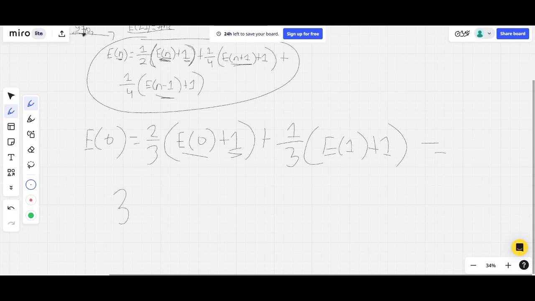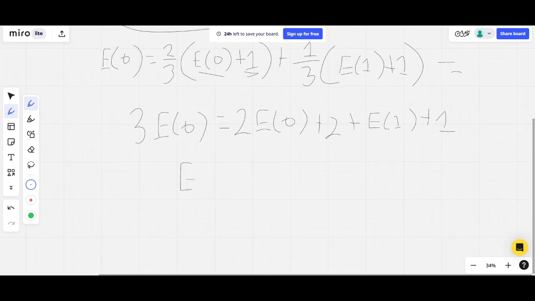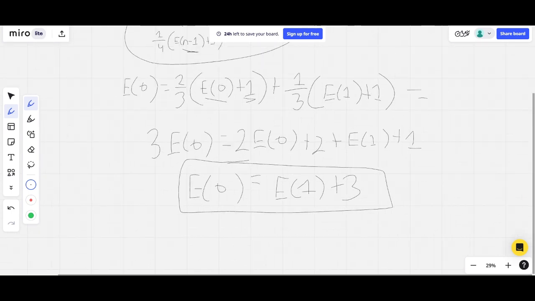So let's solve for E(0) now. Multiply everything by 3 to get 3E(0) equals 2E(0) plus 2 plus E(1) plus 1. Move the E(0) over to get E(0) equals E(1) plus 3. Okay, so that's our first value.